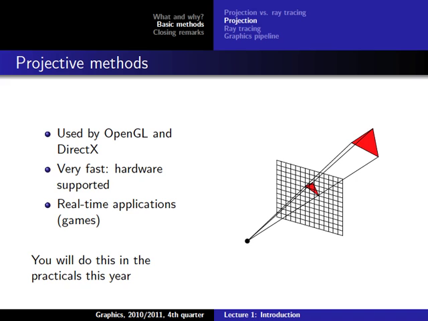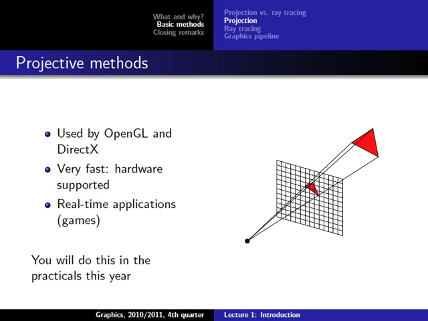And this is very often used to create graphics, especially in games, because this is very fast, and this is what you do when you use OpenGL or DirectX, which are graphics APIs that can be used to program graphics, and they are supported by the hardware, which is why they're fast, which is why they're used in games. And we will do this in the practicals.